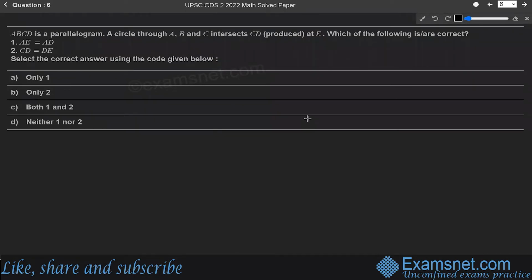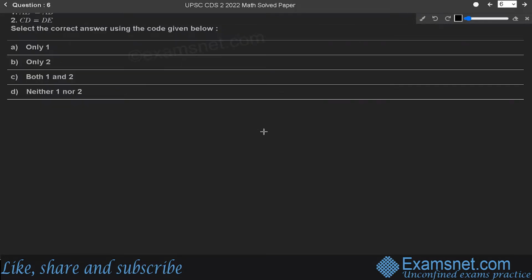Next question is, ABCD is a parallelogram. A circle through A, B and C intersects CD produced at E. Which one of the following is or are correct? It is given that it is a parallelogram. So first, let us make a parallelogram.